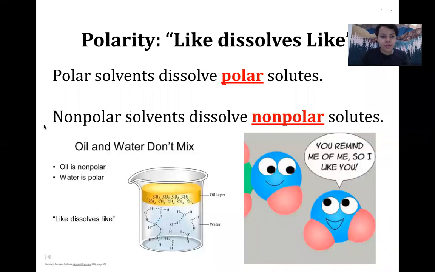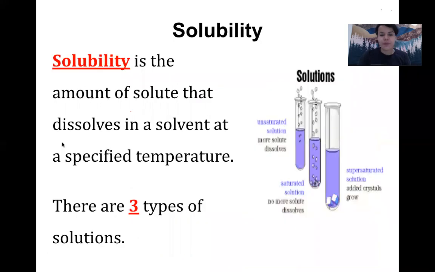Okay. Moving right along. So solubility is the amount of solute that dissolves in a solvent at a specified temperature. All right, so that's a lot of words. What does that mean, right? It basically tells you how much solute can dissolve in a solvent. There are three types of solutions: unsaturated, saturated, and supersaturated. We're going to go into each one of them.